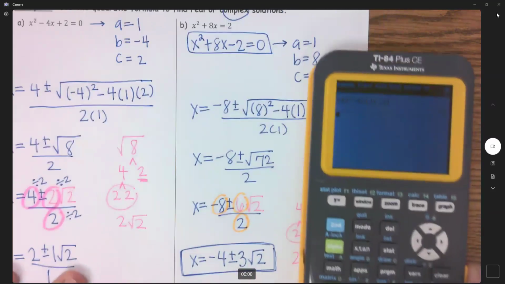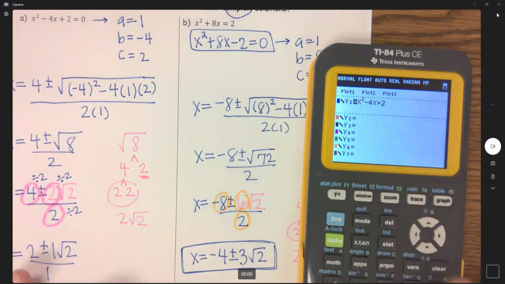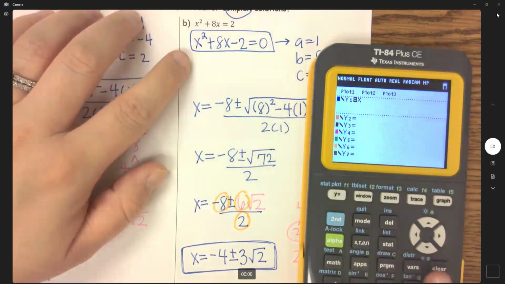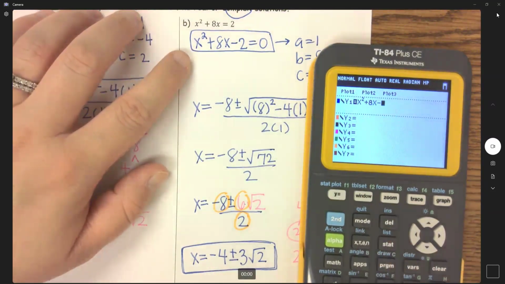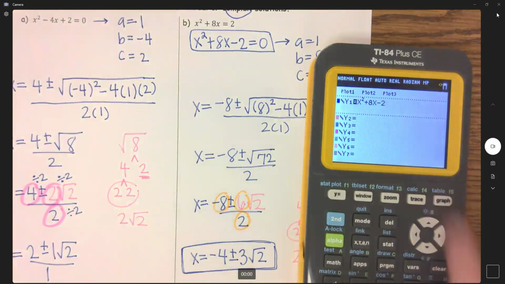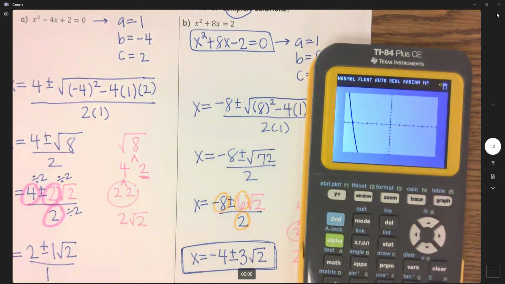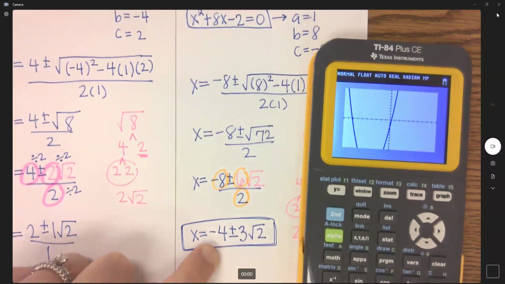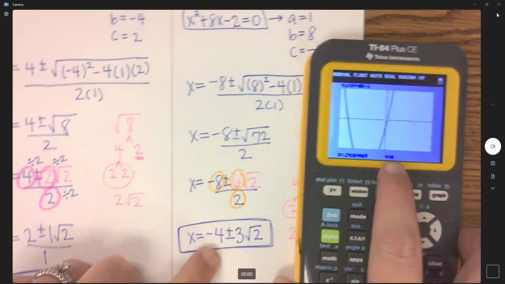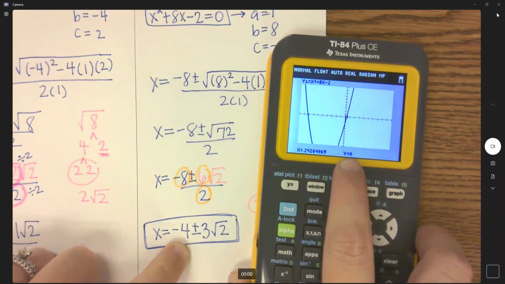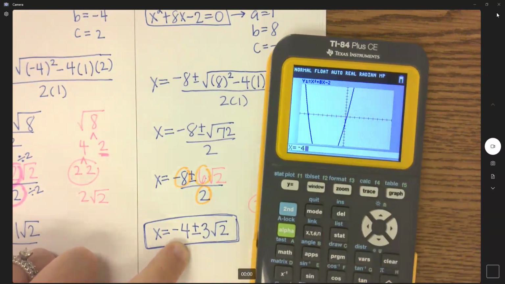Let's check this. Putting that in my calculator. I'm going to graph it. And let's check our two answers. We'll hit trace. This is -4 plus 3 square root 2. We get a y of 0. And this is also -4 minus 3 square root 2.